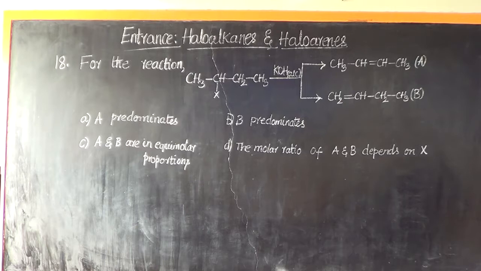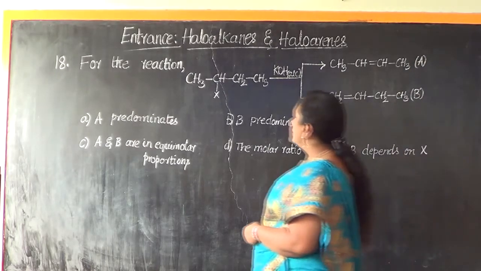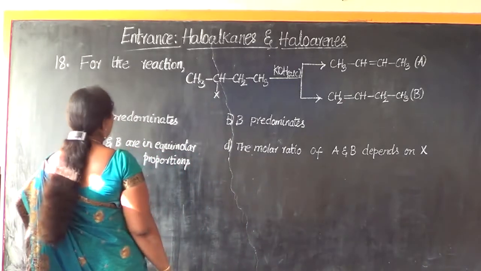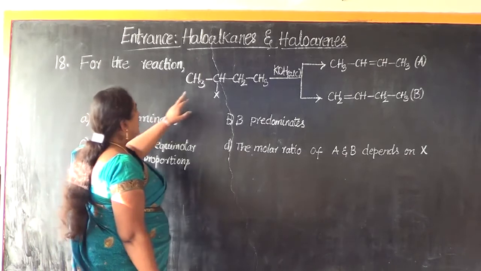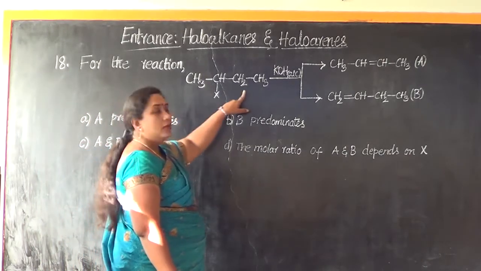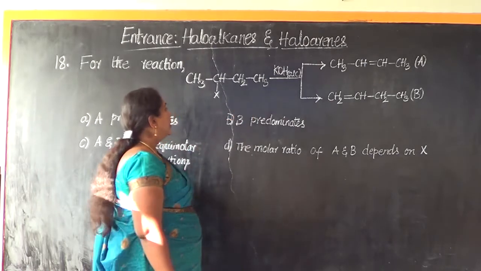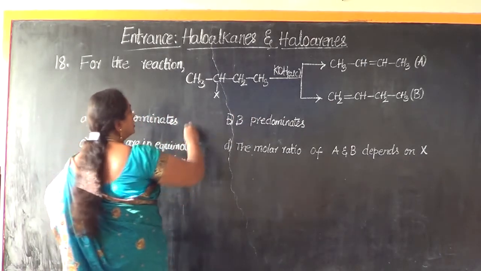Now let us look into question number 18. The question goes like this. The reaction given to us is CH3CH(X)CH2CH3, where X is a halogen. Now let us try to give the general name of this.